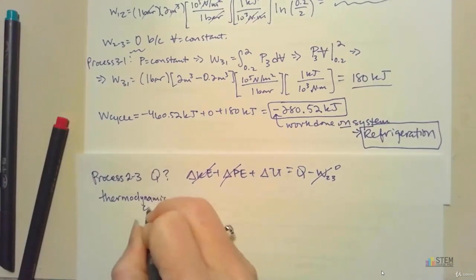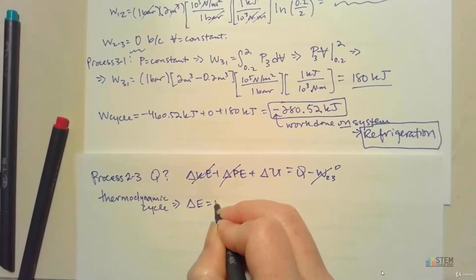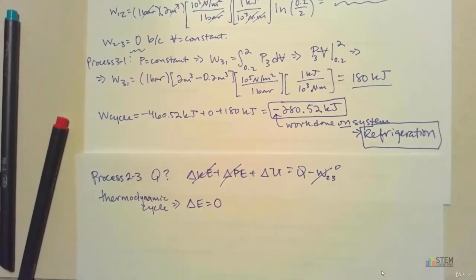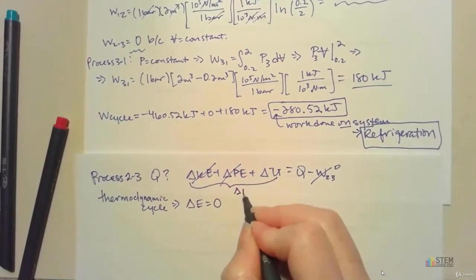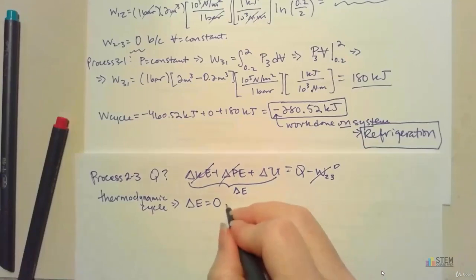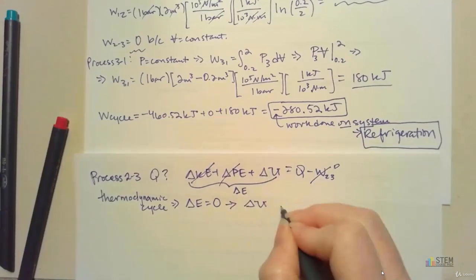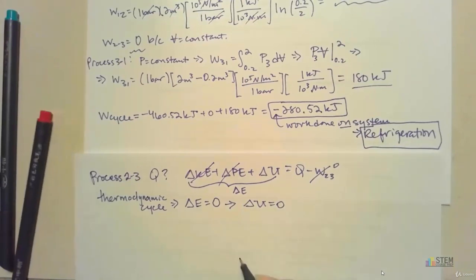Do you remember? So, for a thermodynamic cycle, the change in total energy has to be 0. Now, this summation here is the change in total energy. So what does that tell us about delta U? That tells us that delta U has to be equal to 0. So that's an important detail. We kind of need to know that. So with that being said, let's write out delta U for the whole cycle.